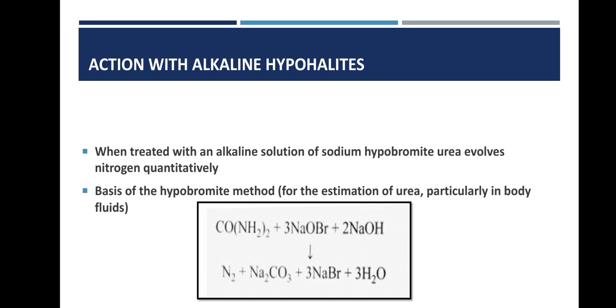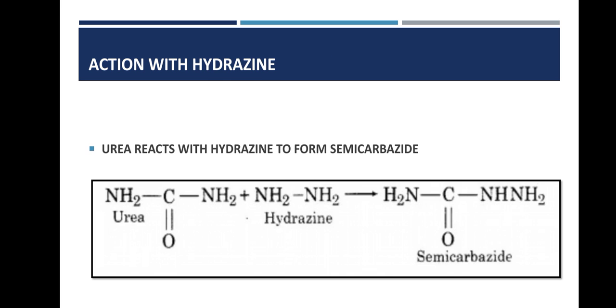And this reaction is the basis of the hypobromite method, which is used for the estimation of urea in body fluids. Then let's move on to the next reaction, the action of urea with hydrazine. Hydrazine is NH2NH2. Here in the box, we can see urea reacts with hydrazine to yield semicarbazide. And this is a simple reaction.